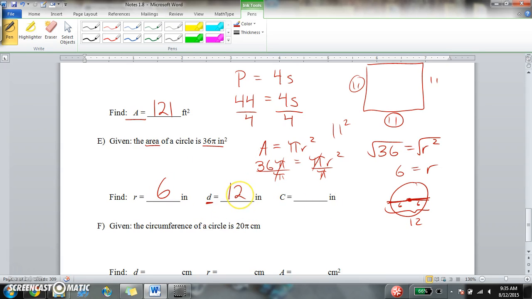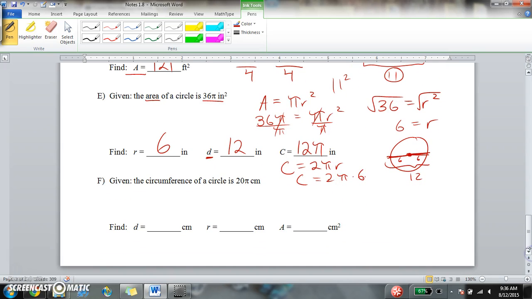And we'll talk more about circles later this year. So, circumference is 2 times pi times the radius. So the circumference of this circle would be 2 times pi times your radius of 6. We're going to multiply 2 and 6 together to get 12 times pi.